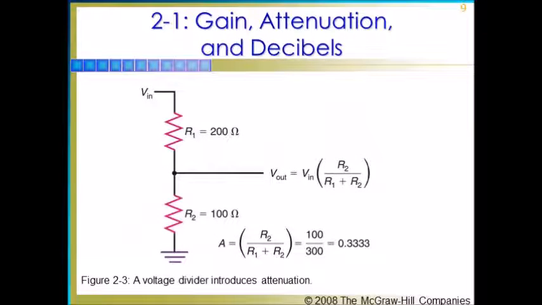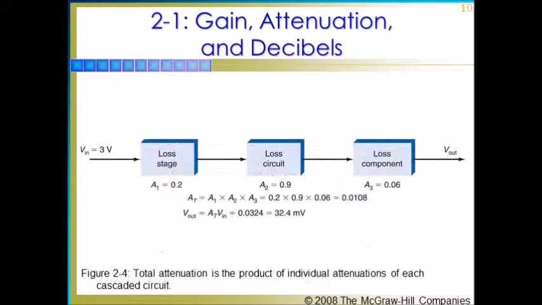From the given figure, by using the voltage divider theorem, we can find the gain, which in this case is 0.33. Since it is less than 1, it is classified as attenuation. From the given figure, the circuit has multiple values and can be cascaded. By multiplying the values, in this case, the output voltage is 32.4 millivolts.